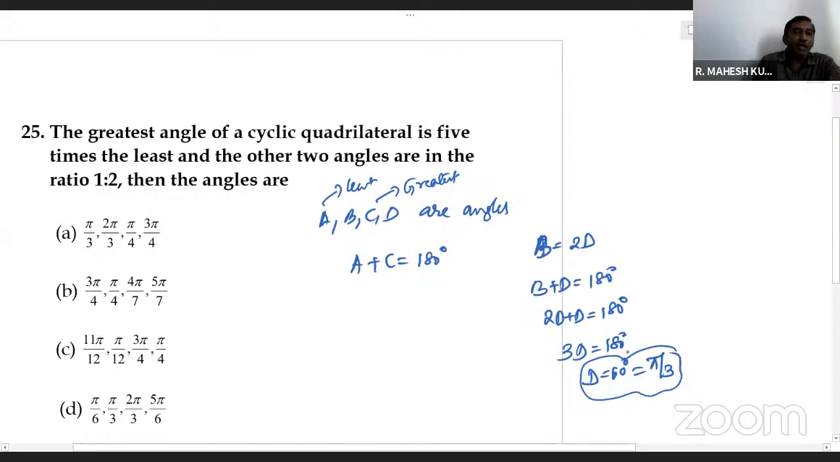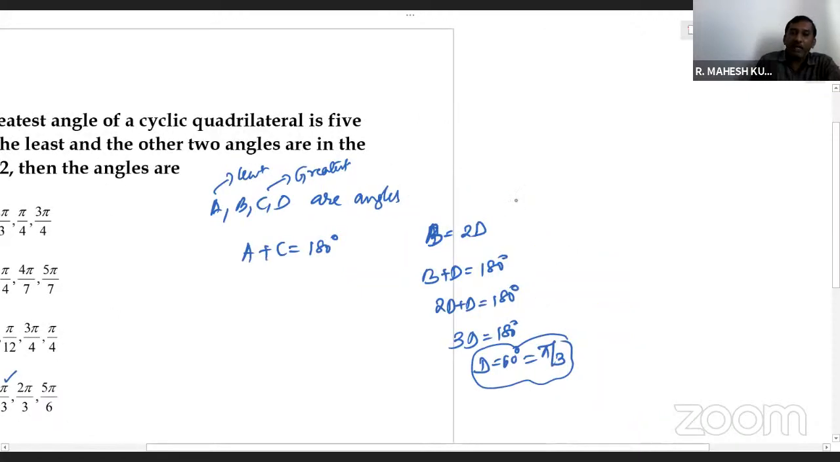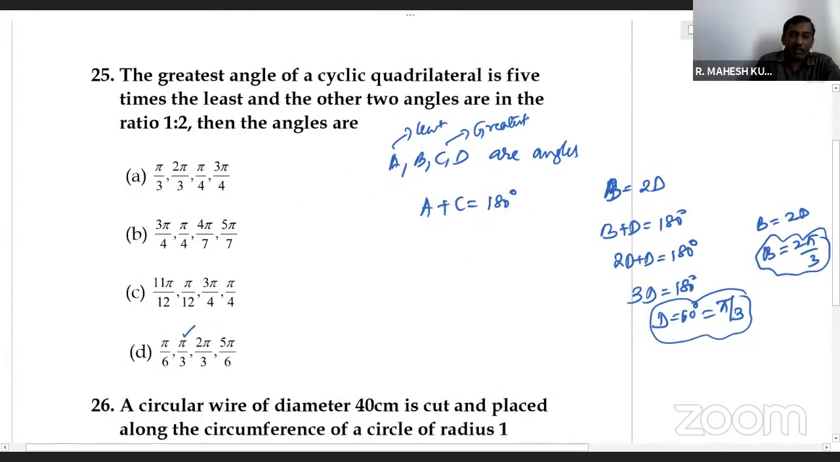See in which option pi by 3 is there in the answer. So pi by 3 is there in only one option, understood? Because no other choices have pi by 3 as the answer, right? So if you want to find B, you can put it in the first one. B is equal to 2D, right? So B is equal to 2 pi by 3. This is another angle. Okay, 2 pi by 3 and pi by 3. So only option D contains pi by 3 and 2 pi by 3. Without any second thought, you can directly write option D as the correct choice for this one.